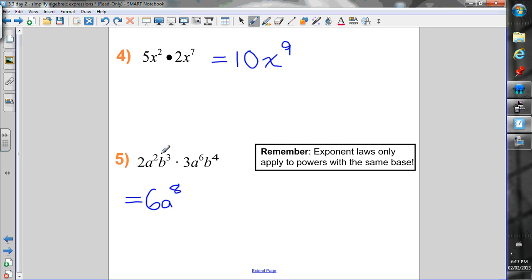And I also have a b cubed here times a b to the 4 here. Those are powers with the same base being multiplied together. The product rule tells me to keep the base the same and add the exponents. 3 plus 4 is 7. And that's as simple as I can make that. So I'm done.